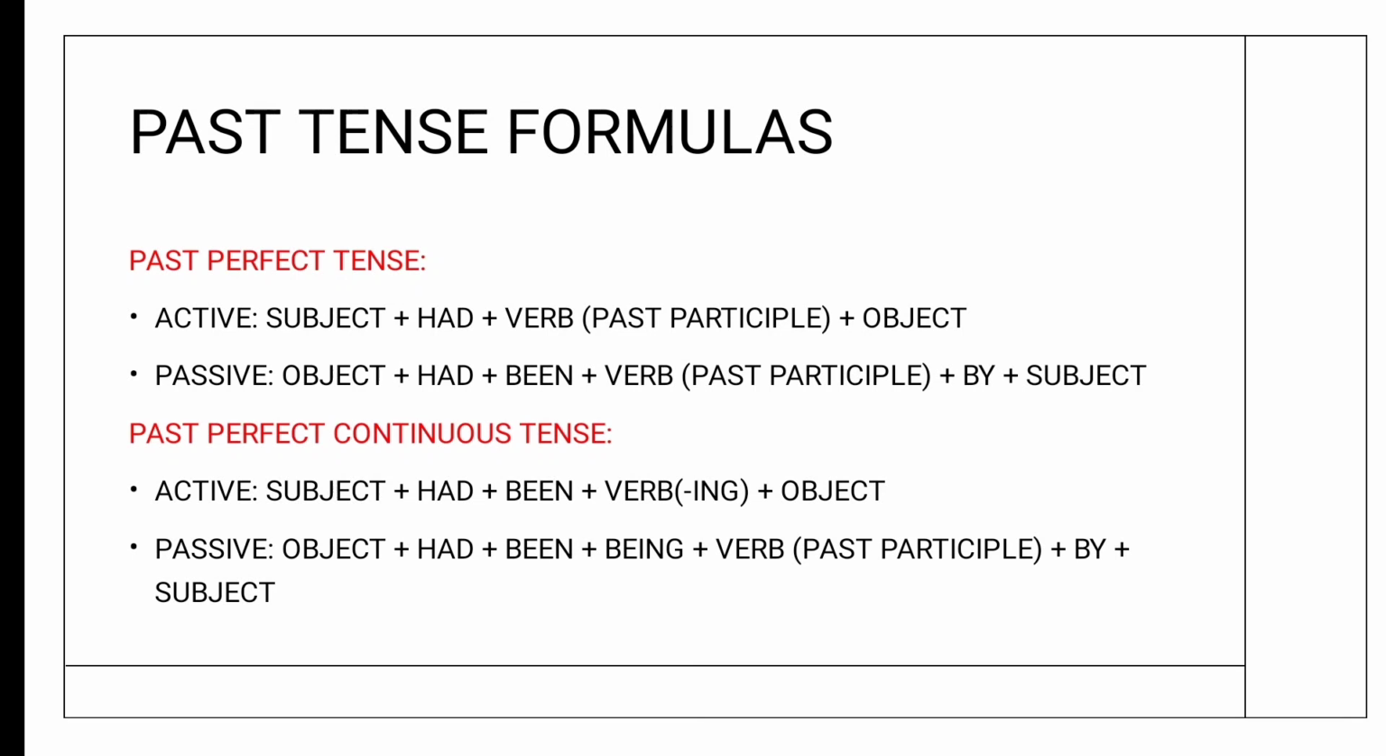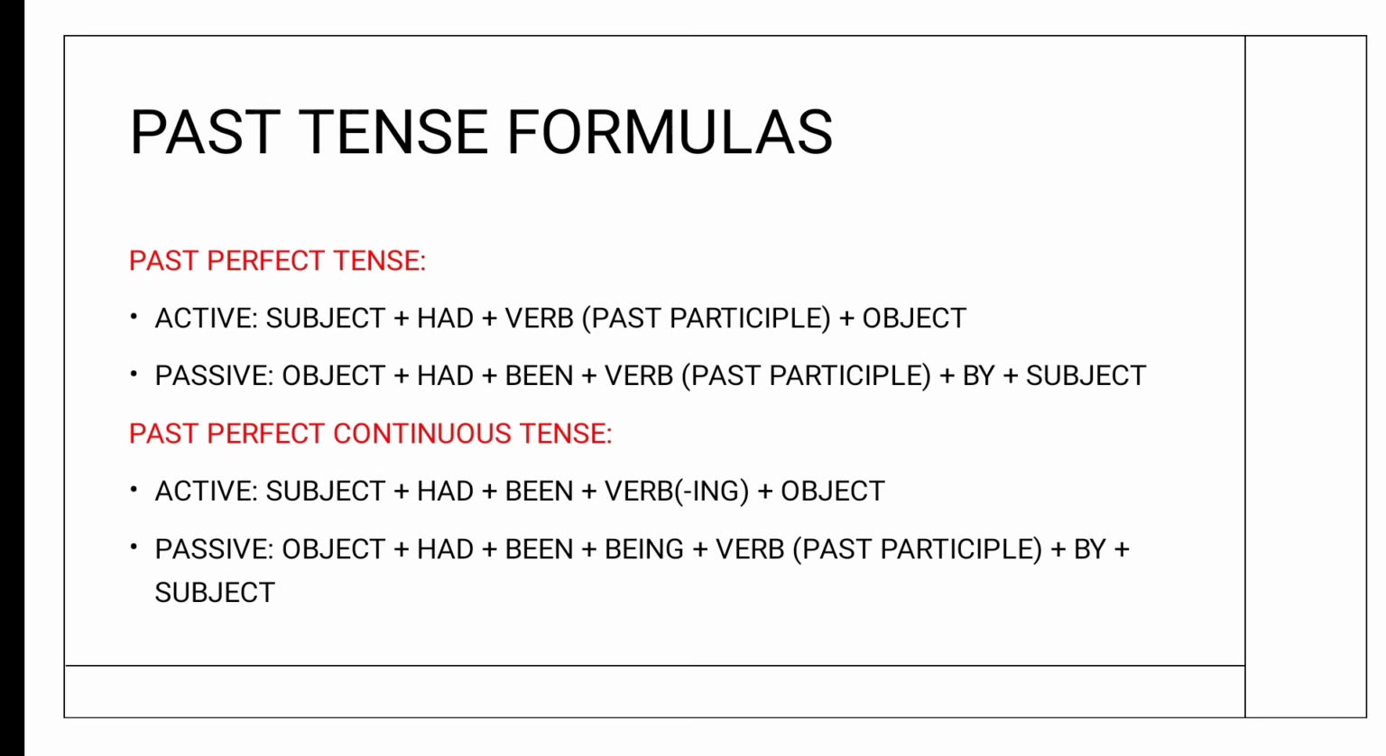Plus, because it is a continuous tense, what do we have to add? We have to add being. So the object comes to the subject and then had been plus being plus verb plus ing. The V1 form of the verb will convert into V3 form definitely. V3 form plus by plus subject, the subject will become the object. So this is how we have to convert.